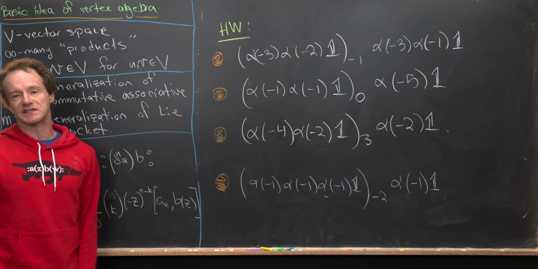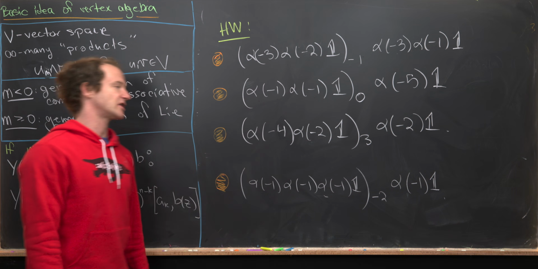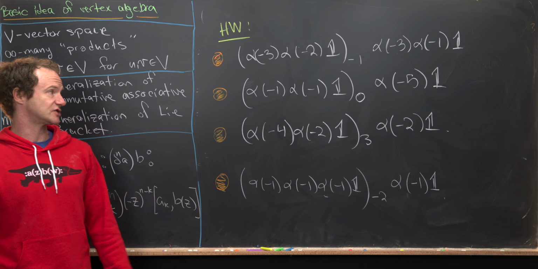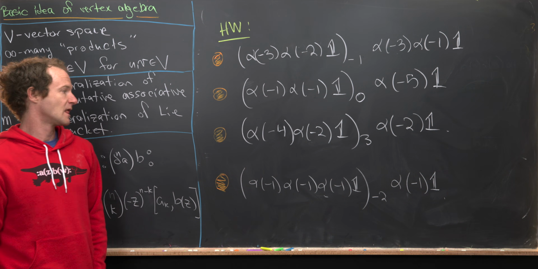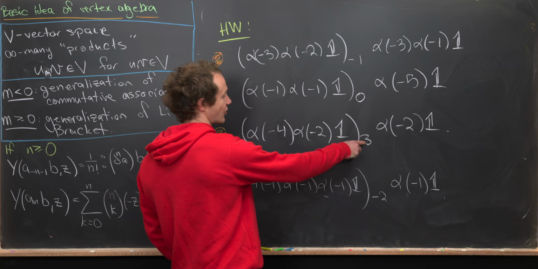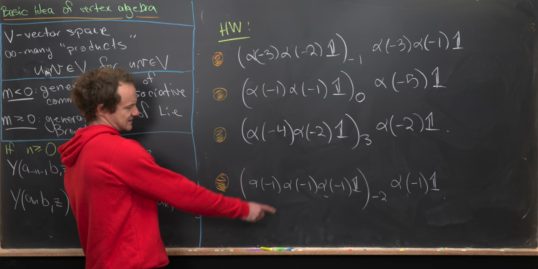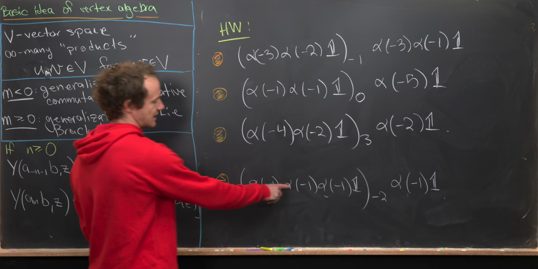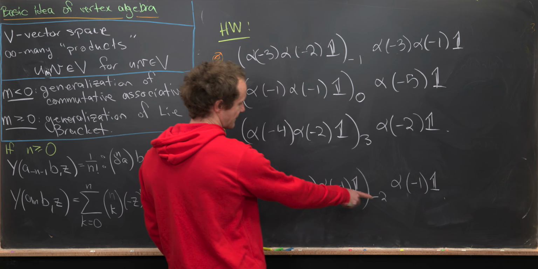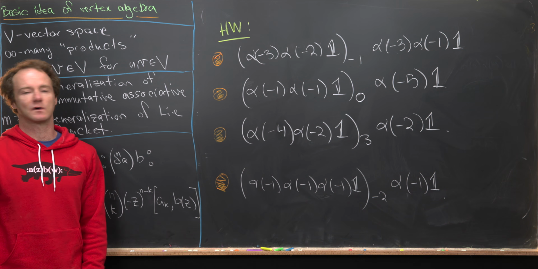Then we've got another similar one here where we take alpha minus 1 with the vacuum, and then the 0th multiplication with alpha minus 5. Then maybe alpha minus 4, alpha minus 2, and the 3rd multiplication with alpha minus 2. And then finally, one that's a little bit tricky would be alpha minus 1, alpha minus 1, alpha minus 1 with the vacuum, the negative 2nd multiplication between that and alpha minus 1.